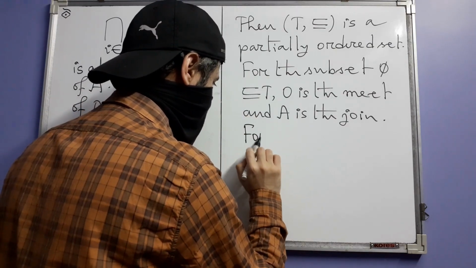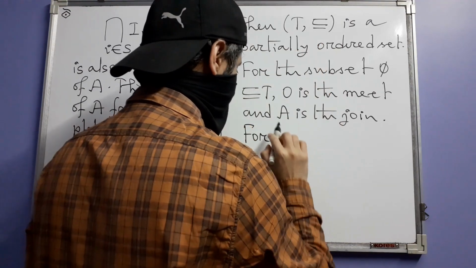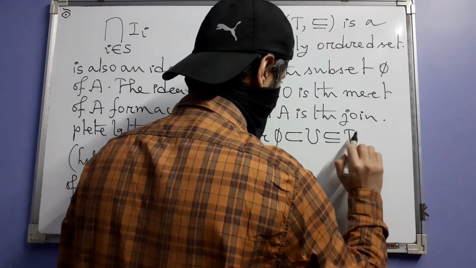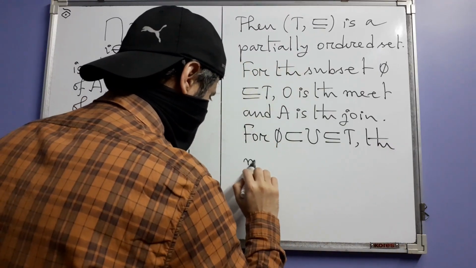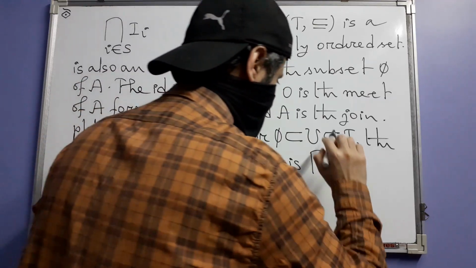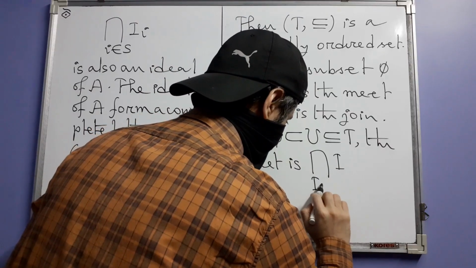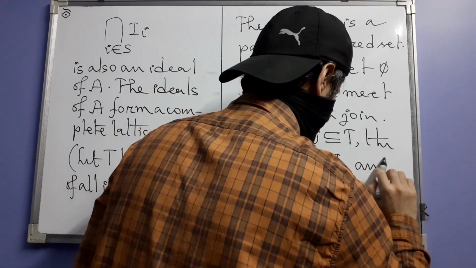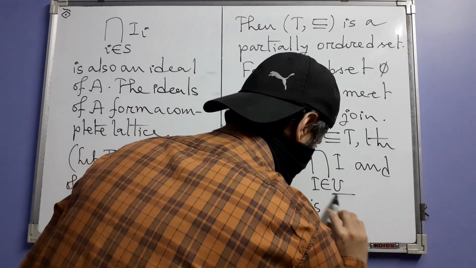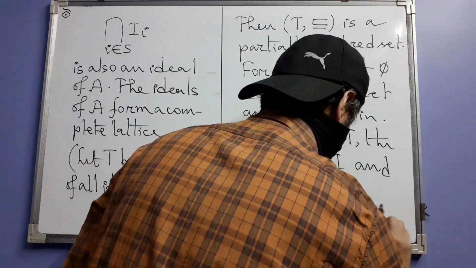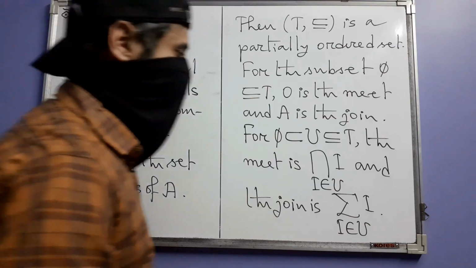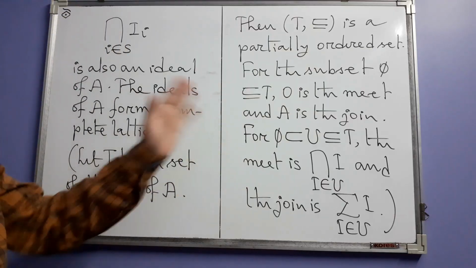And for a non-empty subset of T, say U, the meet is the intersection of all the elements I in U, where I belongs to U, and the join is the sum of all the ideals in U. And that is why this is a complete lattice.